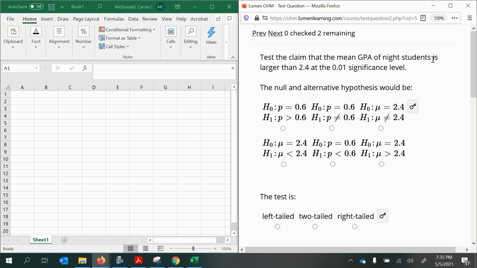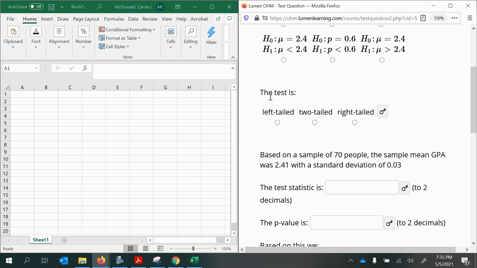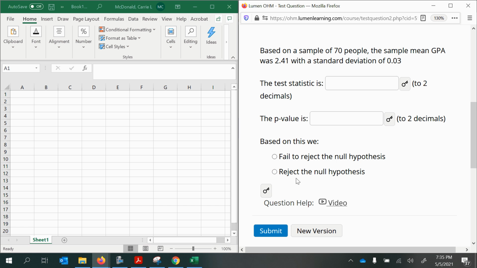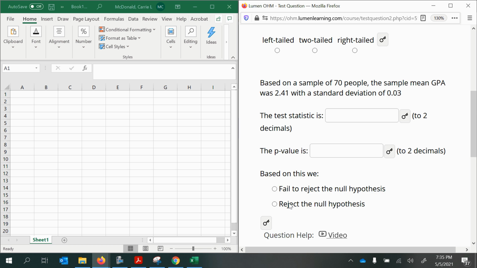Mean GPA of night students is larger than 2.4 at the 0.01 significance level. Then we're going to choose the null and alternative hypotheses. We're going to determine if the test is left-tailed, two-tailed, or right-tailed. And based on the sample data, we'll calculate a test statistic and then find the corresponding probability area value, and then decide if we should reject the null hypothesis or not.